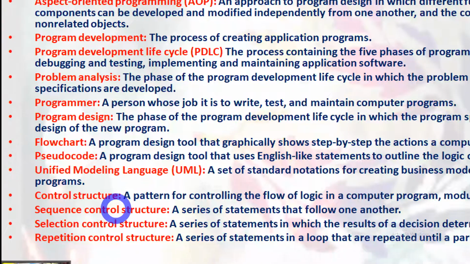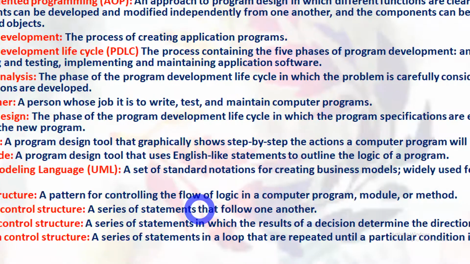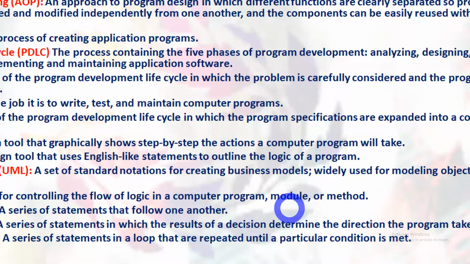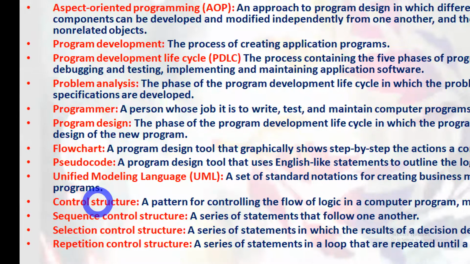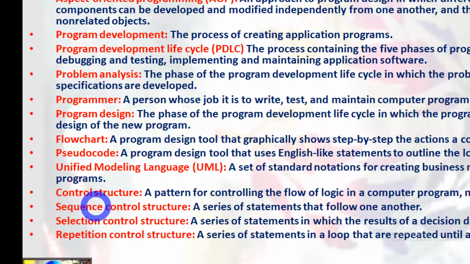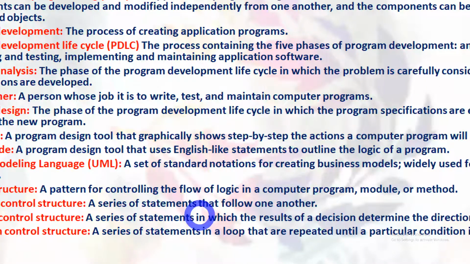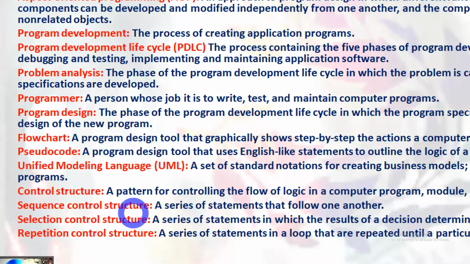Next, control structure: a pattern for controlling the flow of logic in a computer program. A module or method is nothing but a control structure: how it is going to be executed, where the control is flowing. That comes under control structure. Sequence control structure: a series of statements that follow one another. Sequence means step by step, continuously, sequentially, one after another.